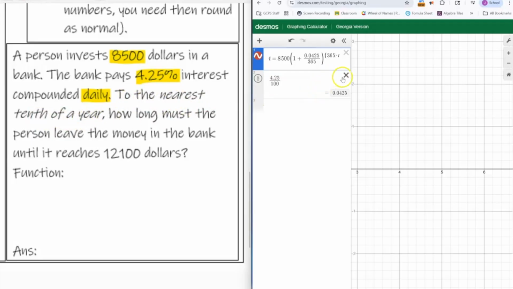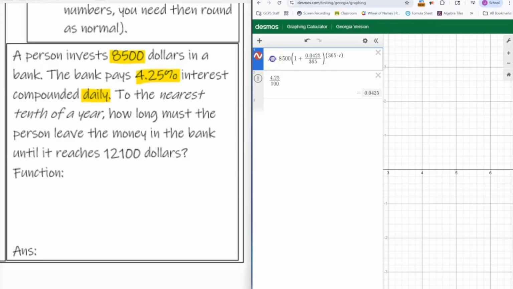So when we usually do our table, if I do this and I press table, all right, error creating table. And some of you have actually been asking me about this. Remember, Desmos only likes X and Y. So let's make this Y equals. And of course, I have a T right here.